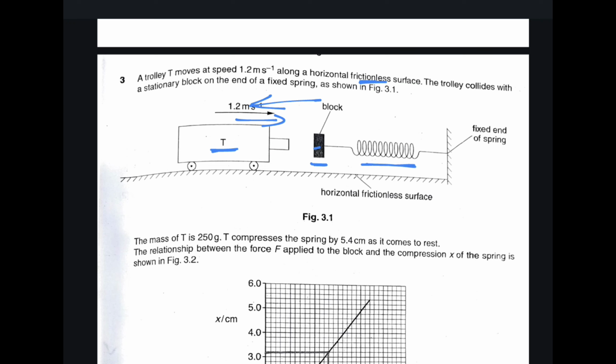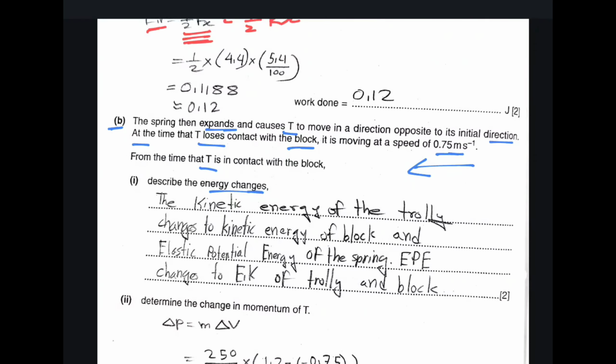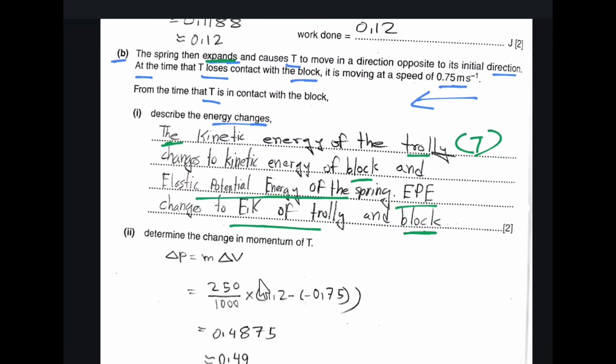Then again, as the spring expands, the total elastic potential energy is again converted to total kinetic energy of the block plus total kinetic energy of the T. So initially the kinetic energy of the trolley, that is the T, is converted to the kinetic energy of the block and the elastic potential energy of the spring, and as the spring expands, the elastic potential energy is again converted to kinetic energy of the trolley and the kinetic energy of the block. So this is the answer.